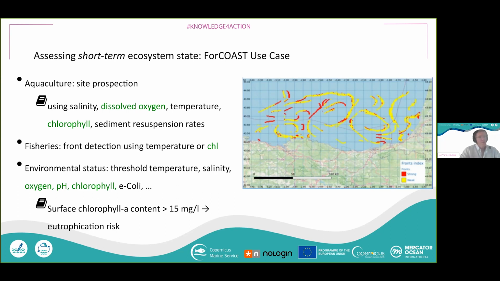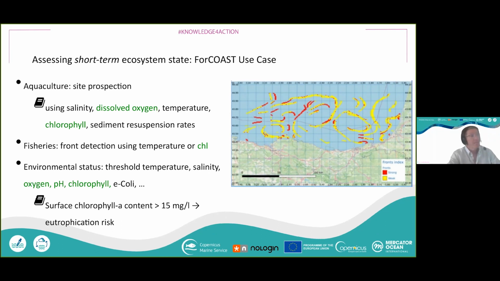And you have an example on the right where you have very strong fronts between different water masses painted in red, and weaker fronts, so maybe a little less probability to find a lot of fish, in yellow. Anyway, if you're a fisher, it's probably a good idea to go to one of these red lines, or maybe one of the yellow ones if you don't want to go to the red ones, and it could potentially save fuel and time and effort if you go there to fish.